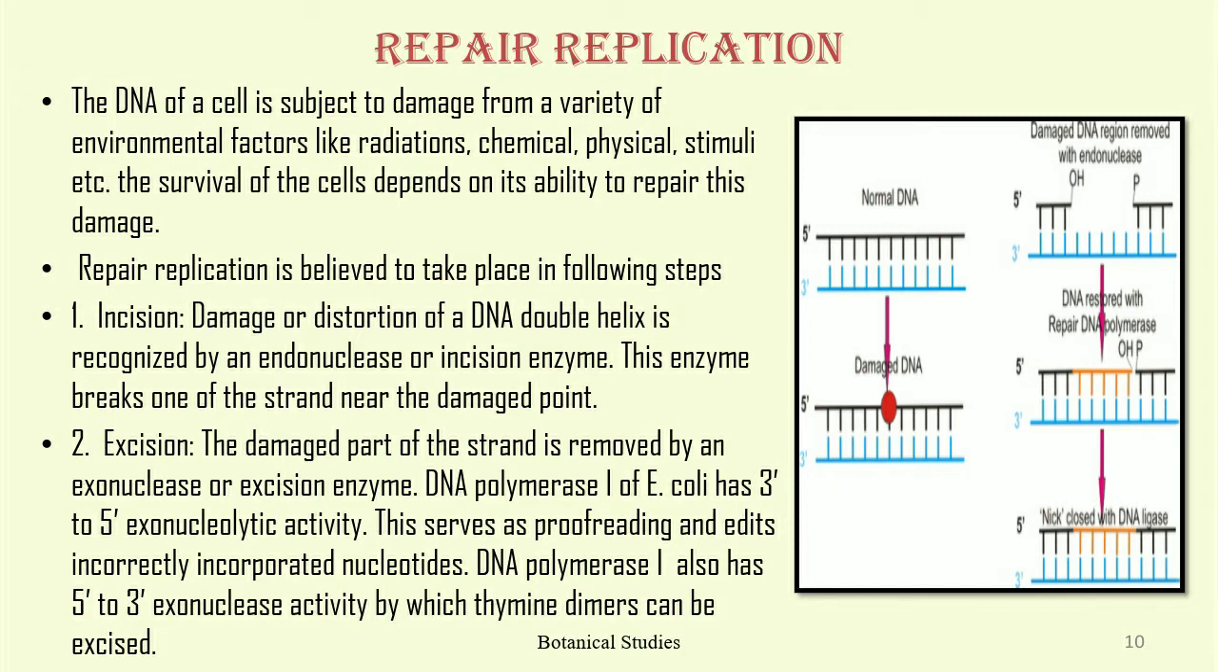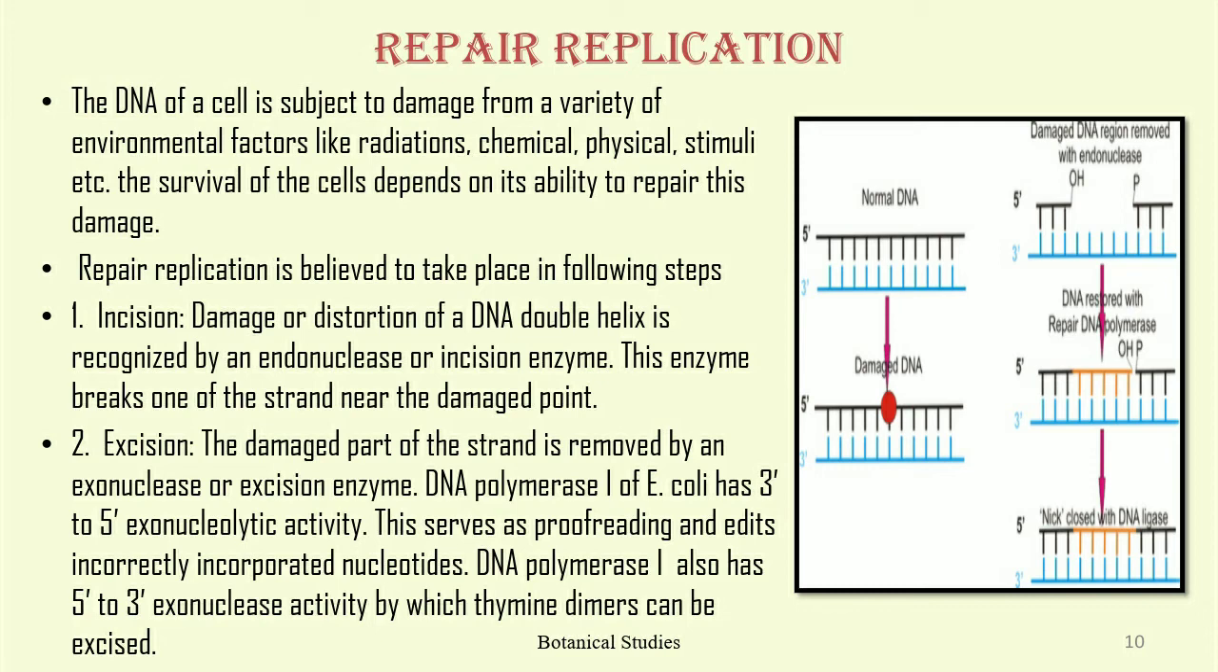Repair replication. The DNA of a cell is subject to damage from a variety of environmental factors like radiations, chemical, physical stimuli, etc. The survival of the cell depends on its ability to repair this damage. Repair replication is believed to take place in the following steps. First, incision. Damage or distortion of a DNA double helix is recognized by an endonuclease or incision enzyme. This enzyme breaks one of the strands near the damaged point. Second, excision. The damaged part of the strand is removed by an exonuclease or excision enzyme.